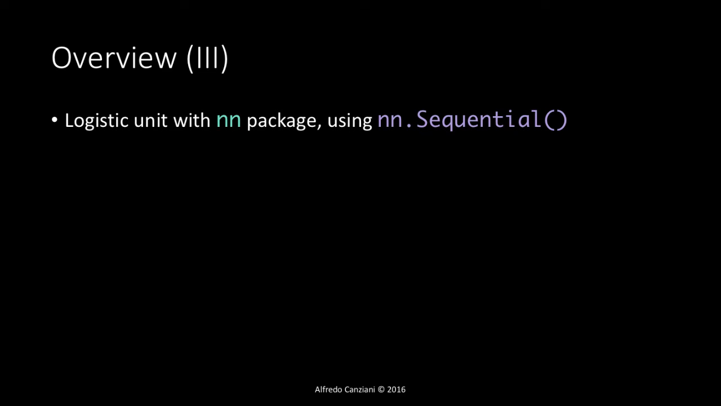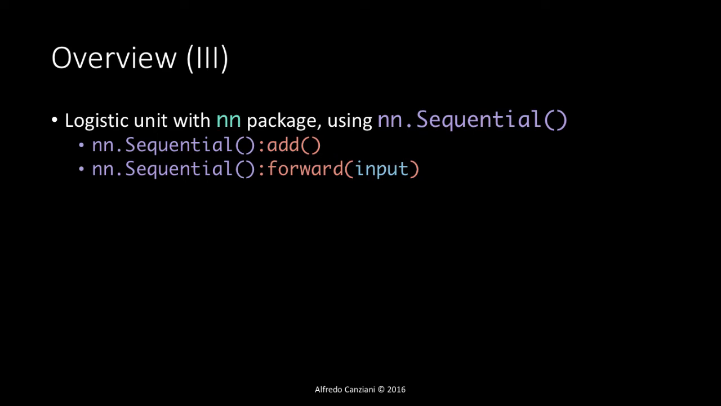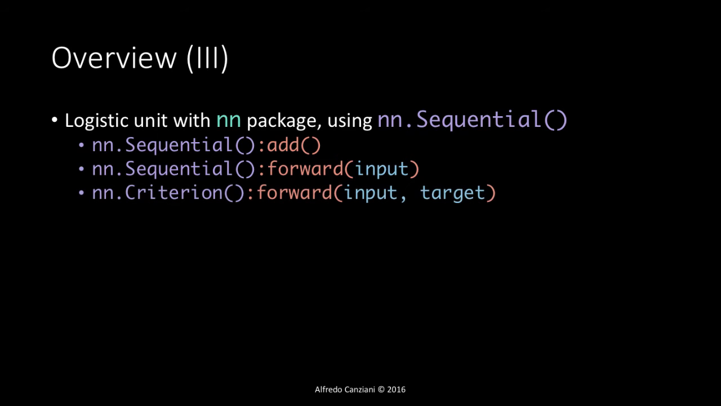Then we will introduce the nn.Sequential, which allows us to perform the forward and back propagation with just two simple commands. So we see how to add modules to our sequential container, how to forward an input through all the modules within the sequential container. And then we will forward the output of the sequential within our loss function, where we specify the input, which is the prediction of the network and the expected target.